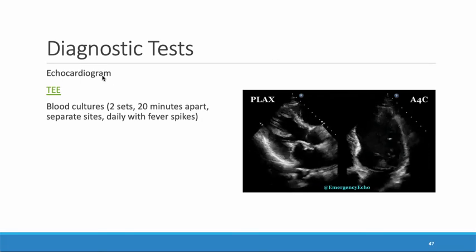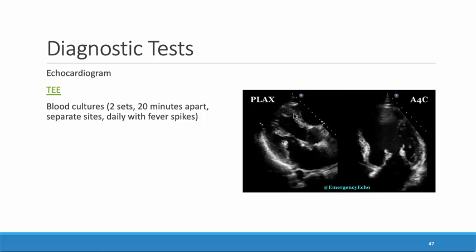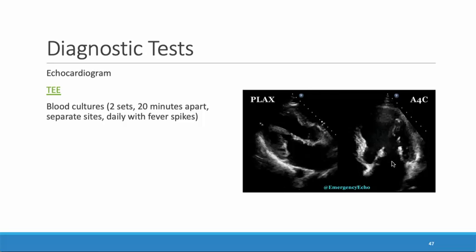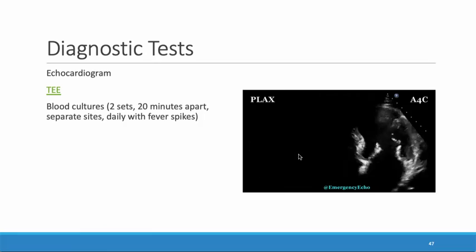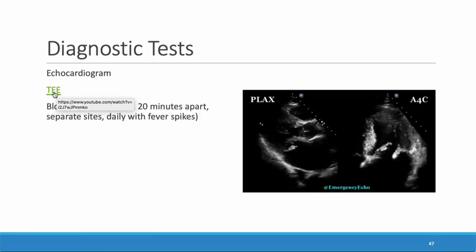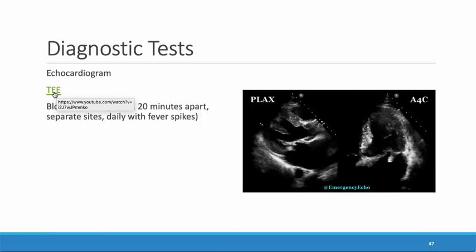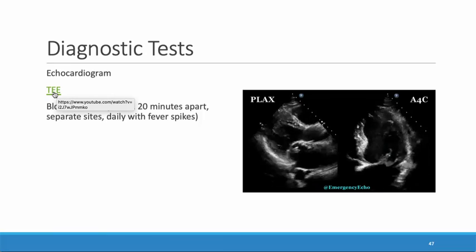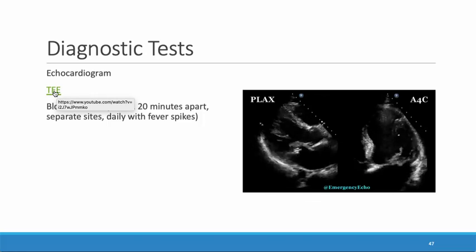Well, there's echocardiogram, of course, and these are echocardiogram images of another mitral regurgitation, mitral valve infection. TEE we use very frequently. You can click on this and see a YouTube video of a transesophageal echo.